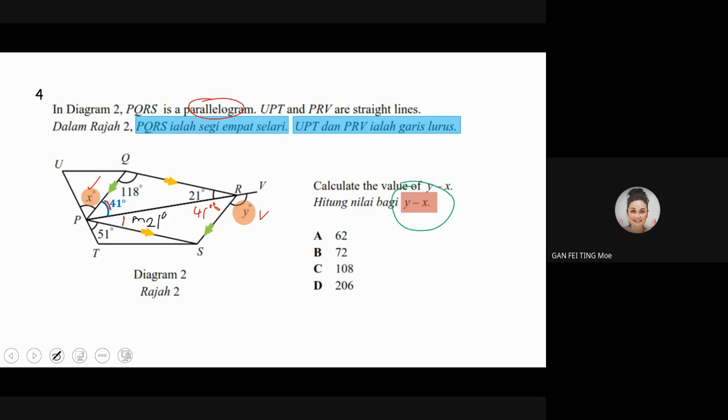Yes, 139. So you get the value of y, which is 139. Okay, so the value of x will be 67. How do you get to know? Because this is a straight line. Straight line, 180, take away 51, take away 21, take away 41. Then you get your 67. Then only you place this on the y as 139 minus your 67. What will your answer be?